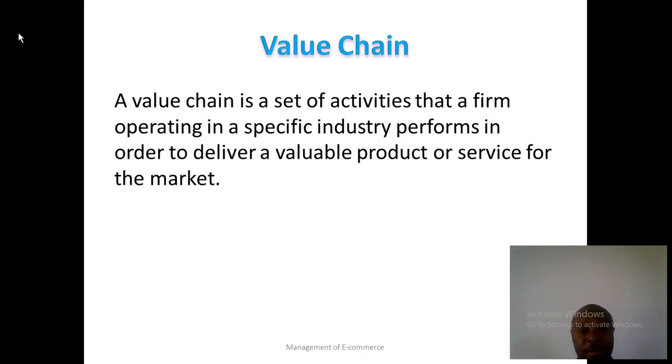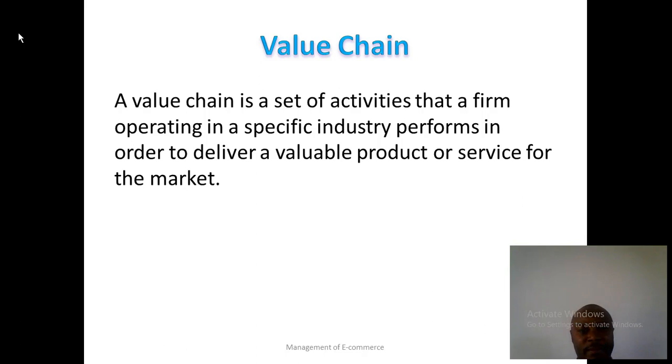So we are basically talking of all the activities, primary activities and also secondary activities, which are needed in order to deliver a product or a service to the market. That's what we mean by value chain.